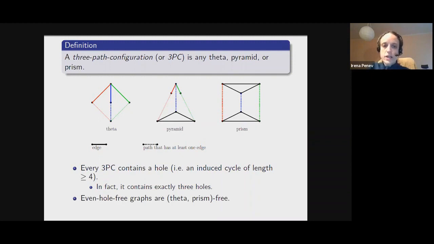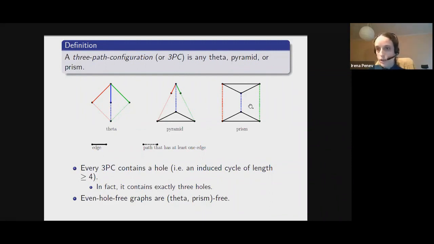Notice that even hole free graphs are theta and prism free. Why? Because if you have a theta or a prism, then you're going to have an even hole in it. Again, let's look at the theta. You have these 3 paths. 2 of them are of the same parity, let's say red and blue. Put them together and you're going to get an even hole.